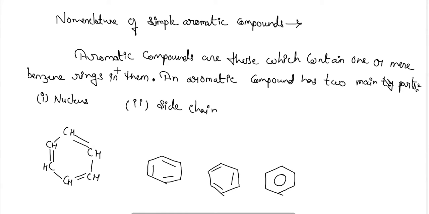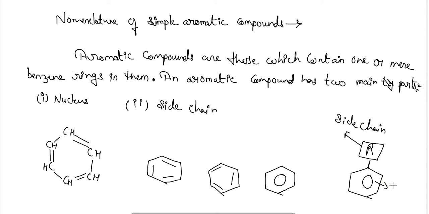And the side chain here can be represented by a hexagon, meaning the nucleus part of the aromatic compound, and with that an alkyl group or any other group which is attached to this benzene ring. So this will be termed as the side chain, and the benzene ring is termed as the nucleus.